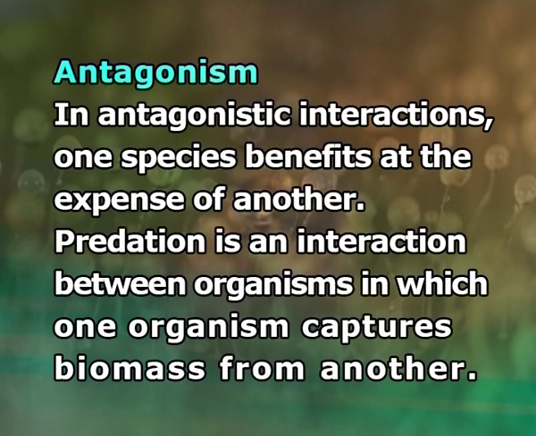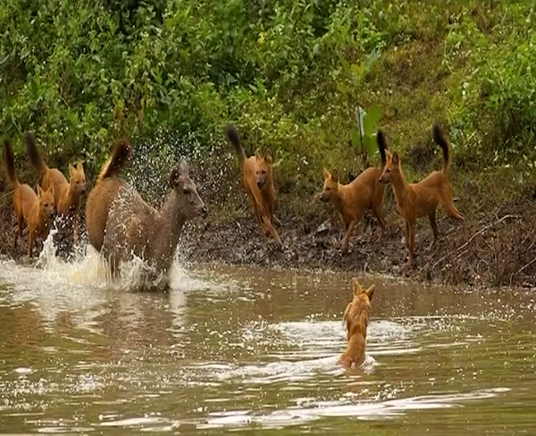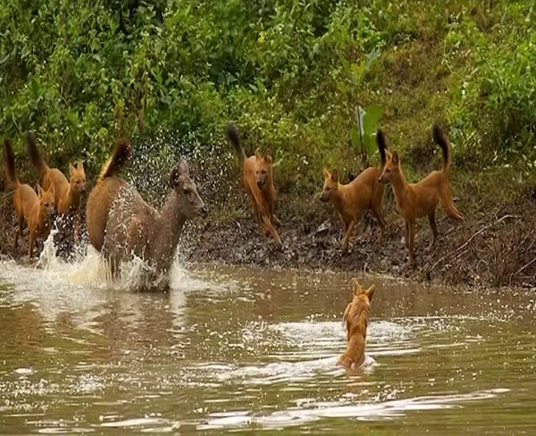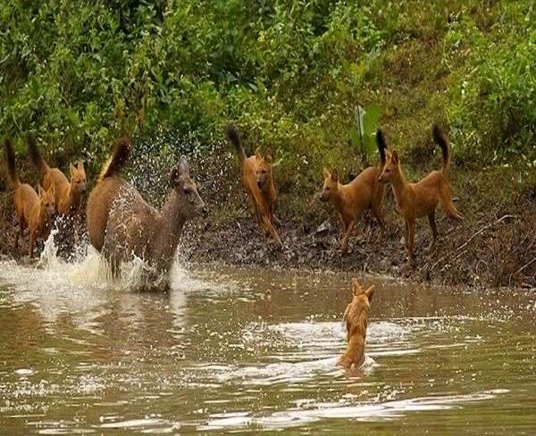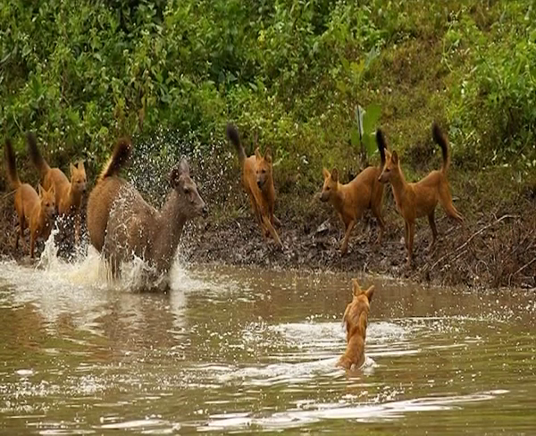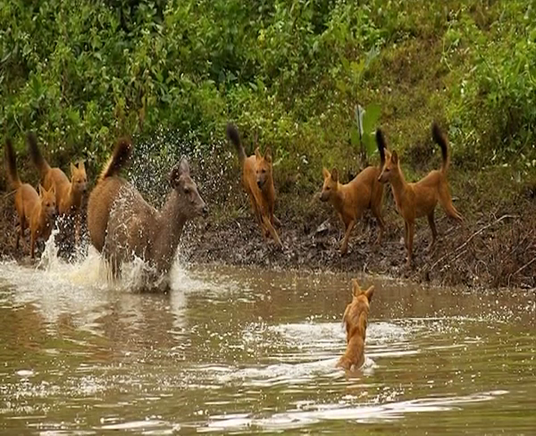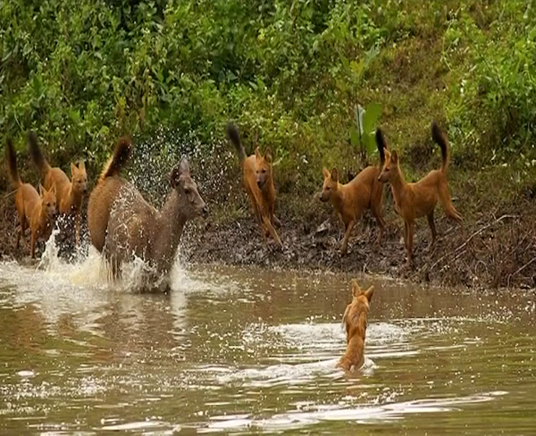The next is antagonism. In antagonistic interactions, one species benefits at the expense of another. Predation is an interaction between organisms in which one organism captures biomass from another. It is often used as a synonym for carnivory, but its widest definition includes all forms of one organism eating another, regardless of the trophic level.